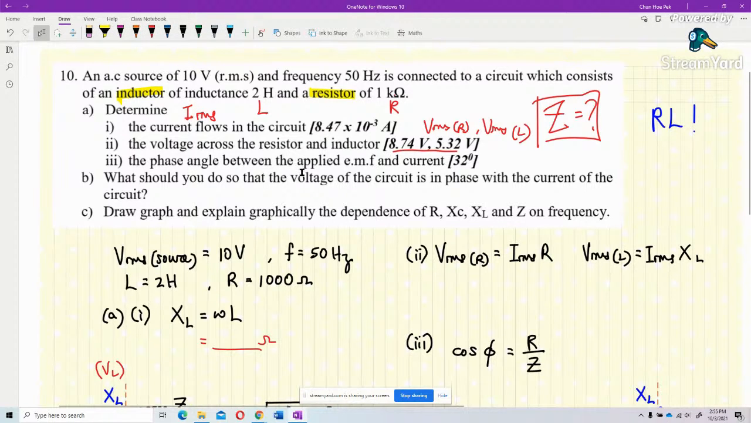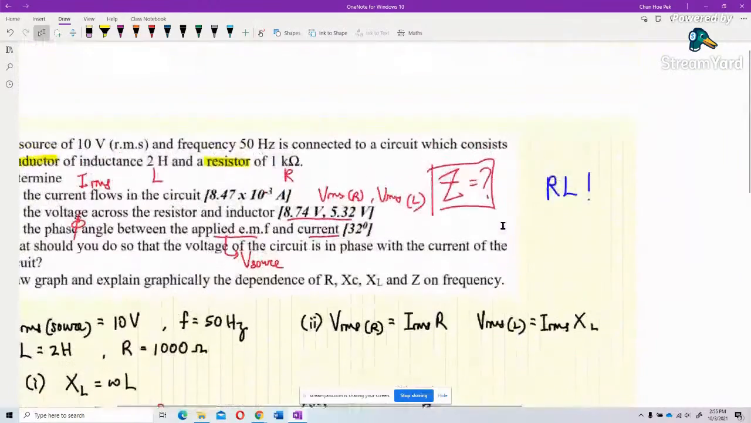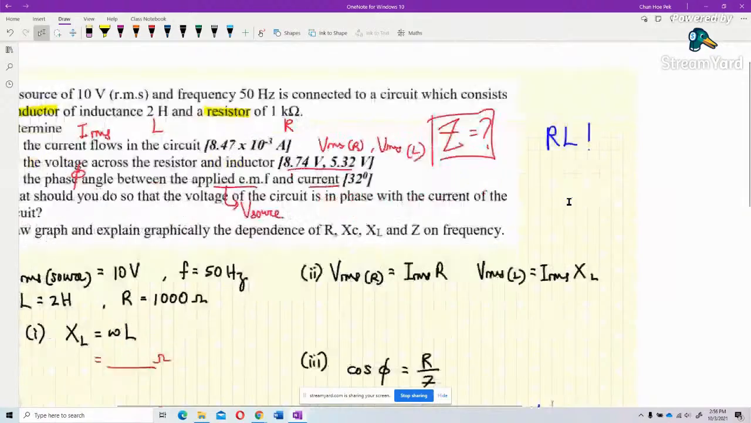Now, the phase angle between the EMF and the current. You see the same question repeats again and again. So this is a V source and the current. So you want the phase angle phi, okay? How to find? Draw the phasor diagram first. This is an RL circuit, isn't it?